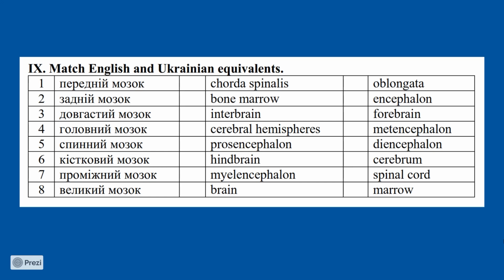One of them is mostly of Latin origin. For instance, передній мозок is prosencephalon and forebrain. Великий мозок is cerebrum and cerebral hemispheres, мозкові півкулі.